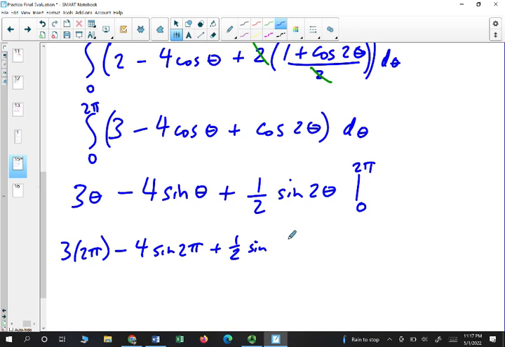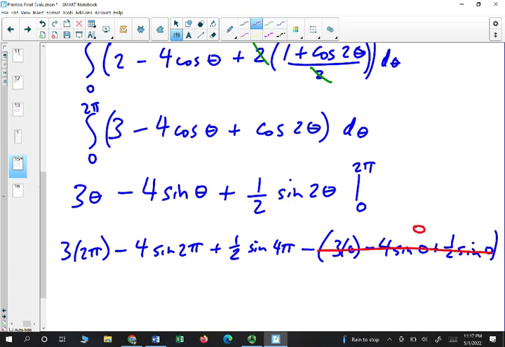sine of 2 times 2 pi, which is 4 pi, minus 3 times 0 minus 4 sine of 0 plus half of sine of 2 times 0, which is 0. Well, sine of 0 is 0, so this whole second part is 0. Sine of 4 pi is 0. Sine of 2 pi is 0. So the only thing we're left with is 6 pi, and that would be the final answer.